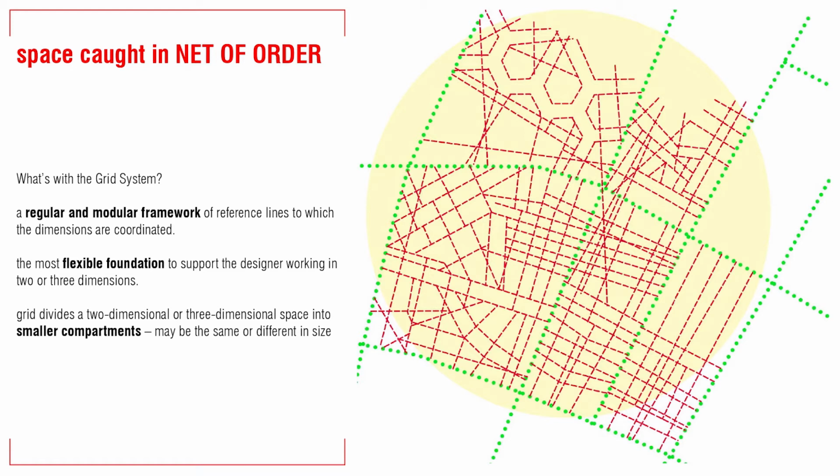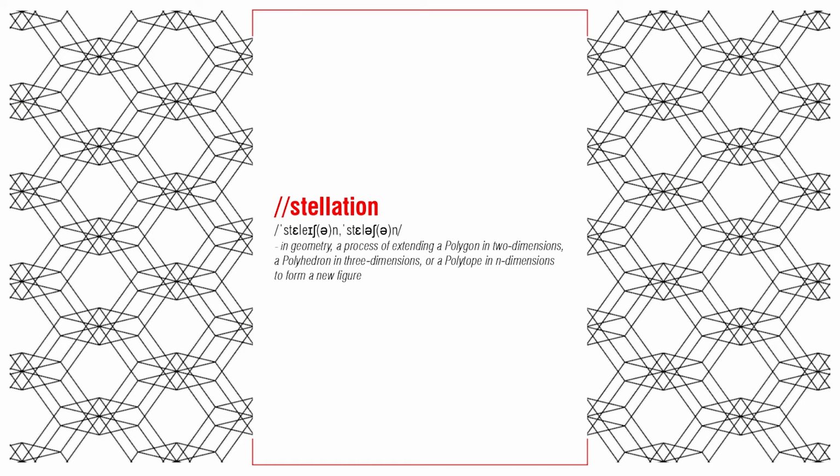With the grid system concept in mind, I started my initial research and understanding in polygons, polyhedrons, polytopes and their stellations. Stellation, in simpler terms, is the process of extending a polygon in 2 dimensions, a polyhedron in 3 dimensions, or a polytope in n dimensions to form a new figure.